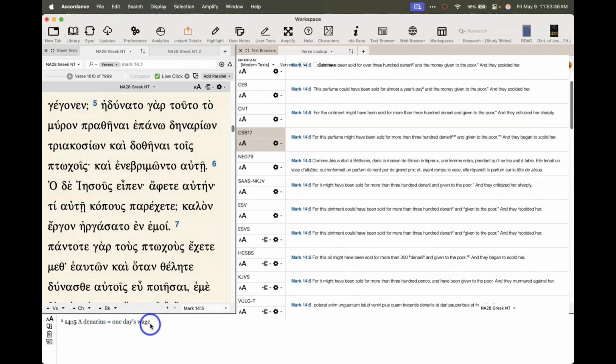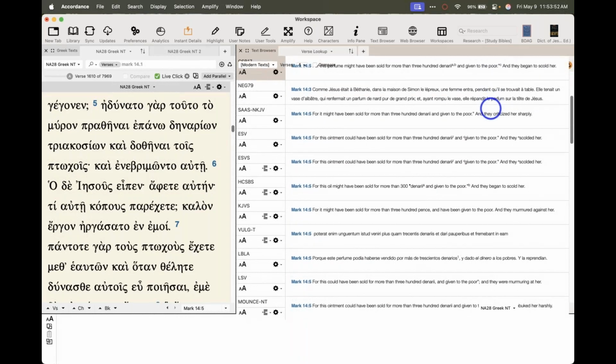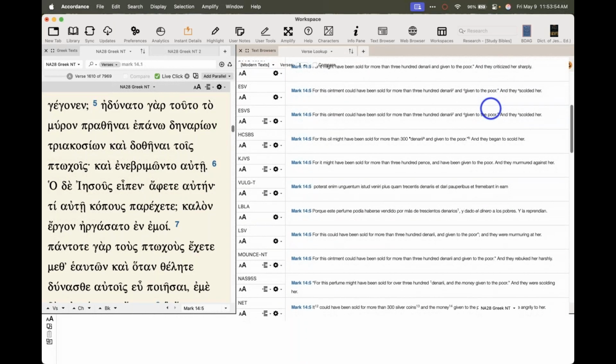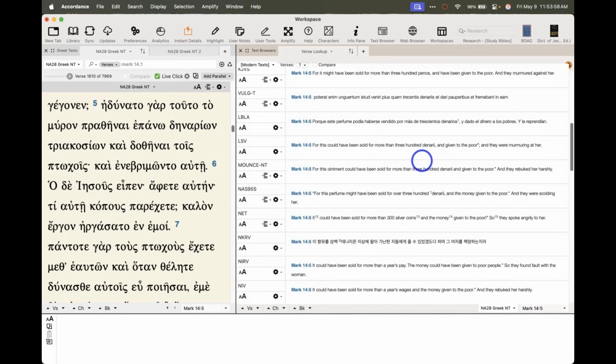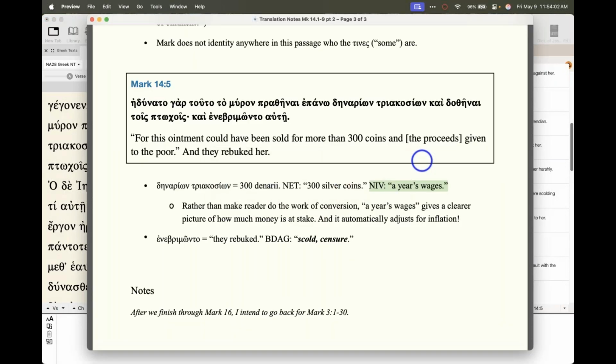If you want to do all of the above, which is like if it's really important to you to preserve the word denarius in Greek in your English translation, then you could add just a brief footnote: a denarius equals this, or 300 denarii equal a year's wages. So that's a decision that you would have to make. 300 pence, I don't know that I would do that because that's introducing another kind of currency. But the point is, I mean, that's a lot of money.